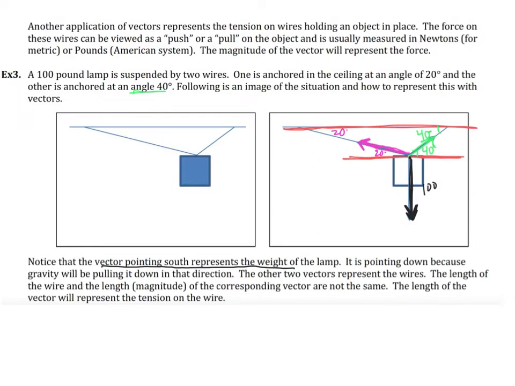So it says the length of the wire and the length of the corresponding vector are not the same, right? So the length of the vector will represent the tension on the wire. So the length of the vector is the tension on the wire. It's not necessarily the length of the actual wire that's holding that chandelier up in place.